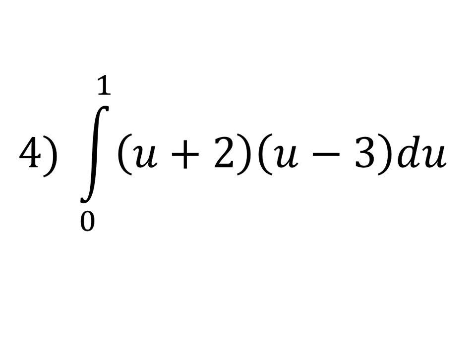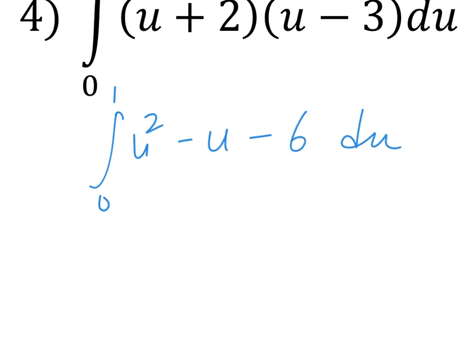Distribute? Yes, we should FOIL. That way we can take the integral of each part by itself. Okay, so the integral from 0 to 1 of u squared minus u minus 6 du.